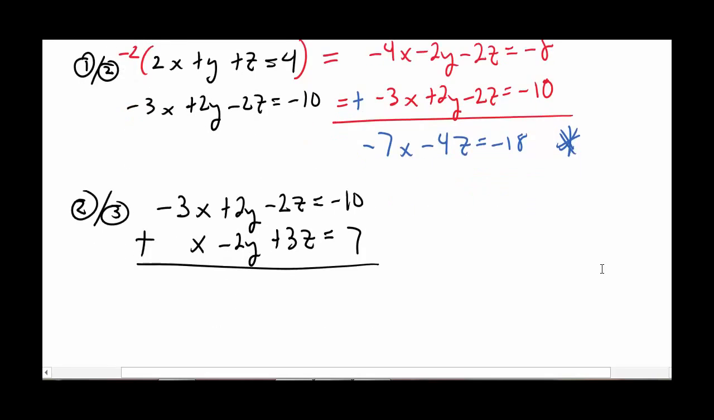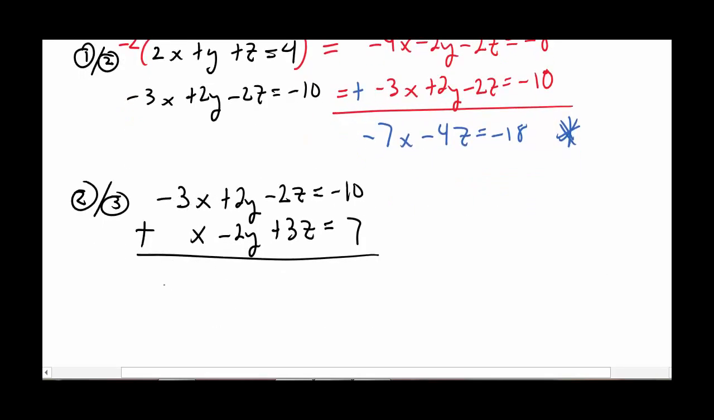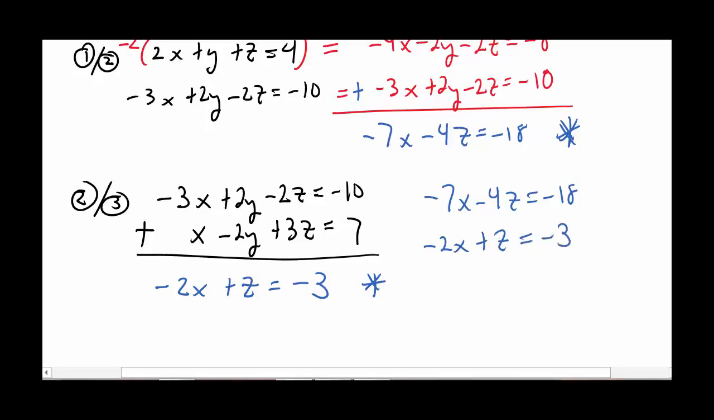All right, so what do we got here? We got negative 3x and x, so that's negative 2x when I add them. Y's cancel out, plus z equals negative 3. Okay, I'm not going to star that. So what I want to do next, now I've got my 3 variable equations down to 2 variables. I want to partner up the 2 starred equations, and then I want to use my skills from earlier in the section, the things we've been doing for a while here. So negative 7x minus 4z equals negative 18, negative 2x plus z equals negative 3.